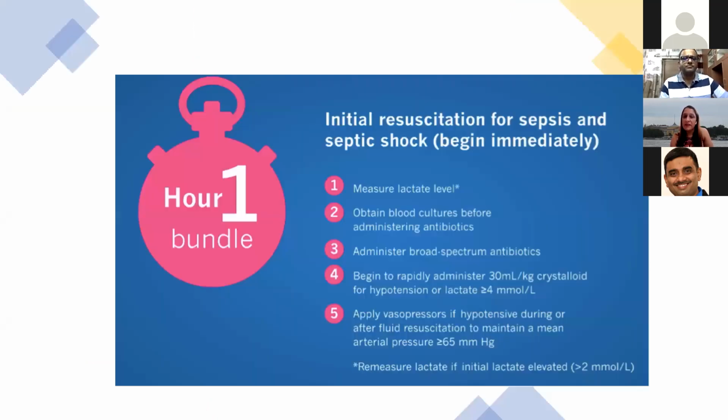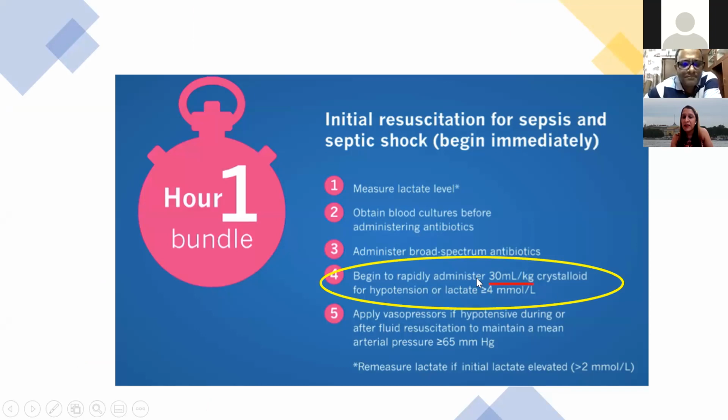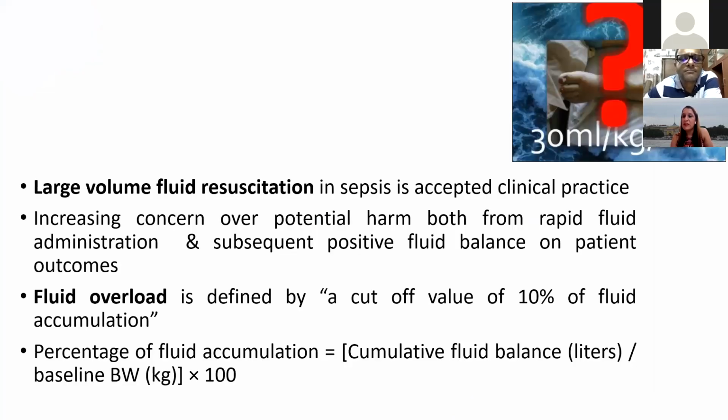And in sepsis, what had been recommended in the 2016 sepsis guidelines was the 1-hour bundle, which says that for the initial resuscitation of sepsis and septic shock patients, we have to begin all these maneuvers immediately. And one of them was to rapidly administer 30 mL per kg of fluid for hypotension or lactate more than 4 millimoles per liter. So this 30 mL per kg in 1 hour is obviously a large volume fluid resuscitation.